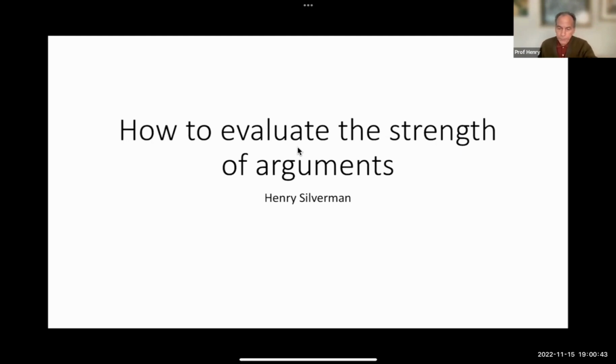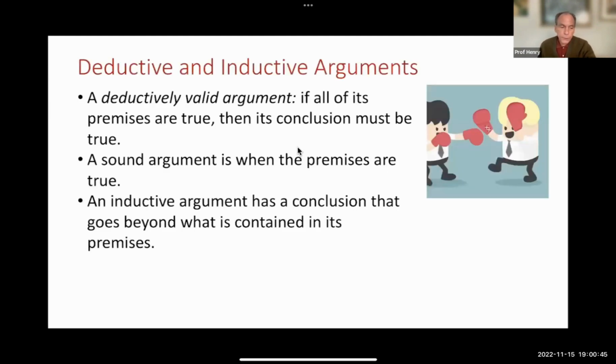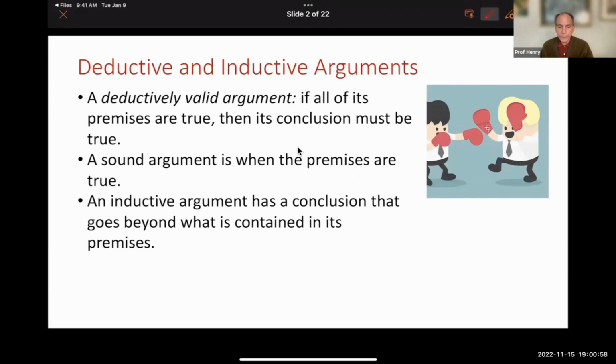So I'm going to first review inductive and deductive arguments. Just as we said before, in a deductive valid argument, if all of its premises are true, then its conclusion must be true. This assumes that the premises are true. If that is true, then the conclusion must be true.